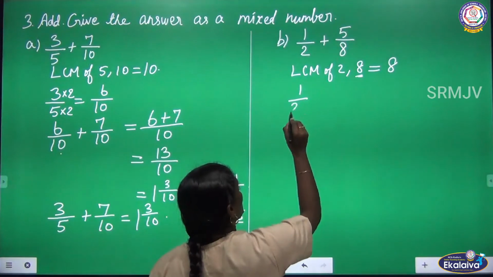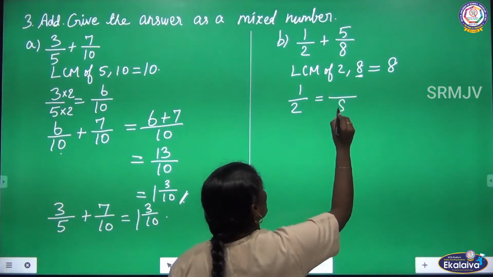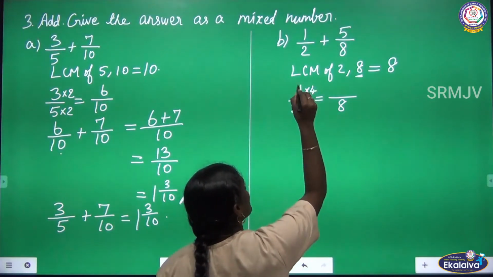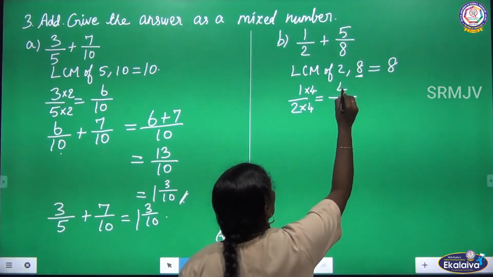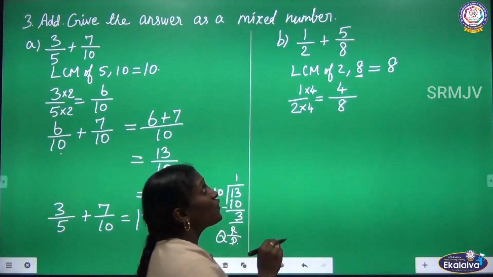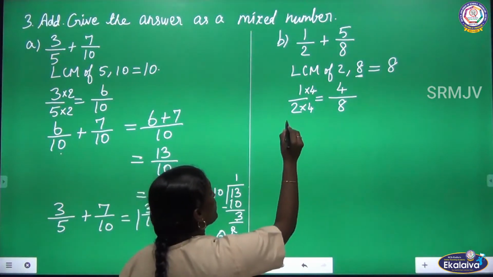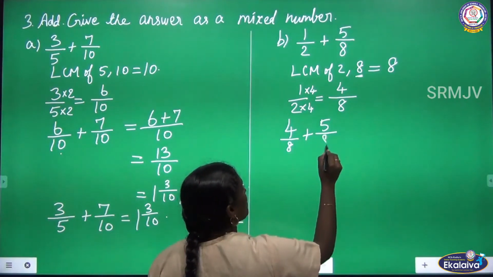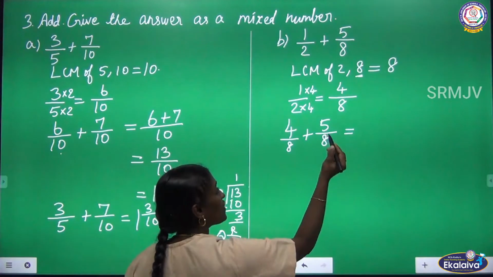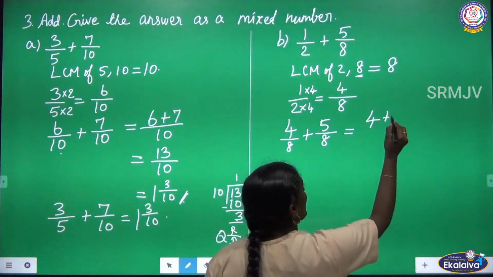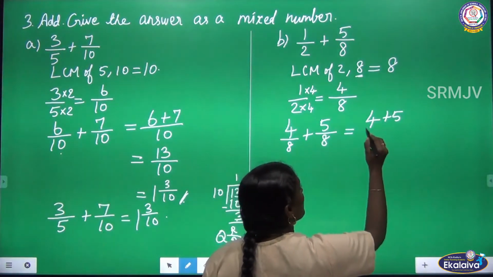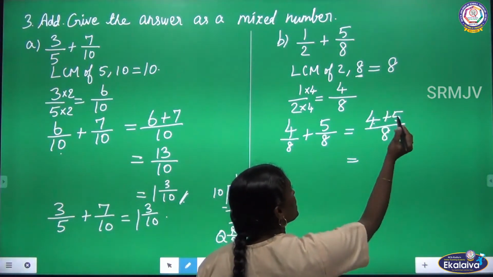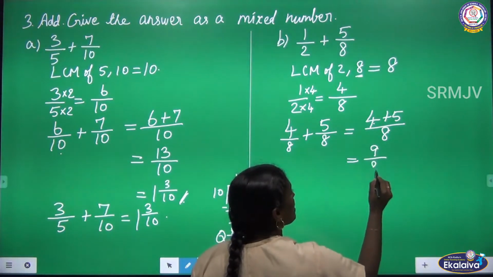So 1 by 2. In 2 table when will you get 8? 4 times. So we have to multiply the numerator by the same number 4. 1 into 4, 4. So the first fraction is 4 by 8. Now we have to add 4 by 8 plus 5 by 8. These two fractions are like fractions. So we have to add the numerators. 4 plus 5 divided by the same denominator 8. So 4 plus 5, that is 9 by 8.